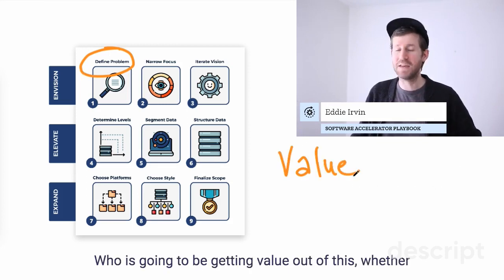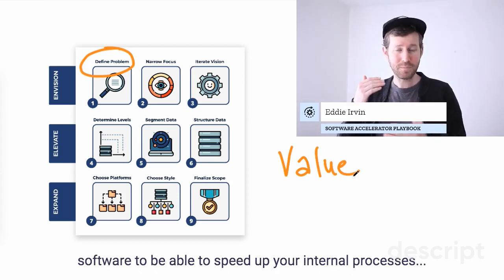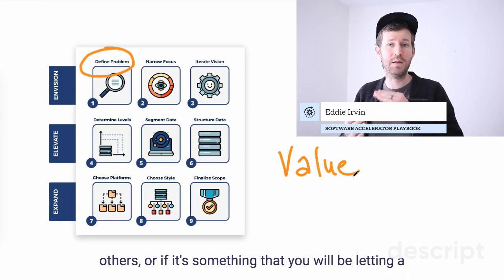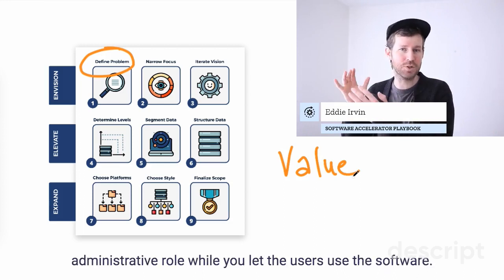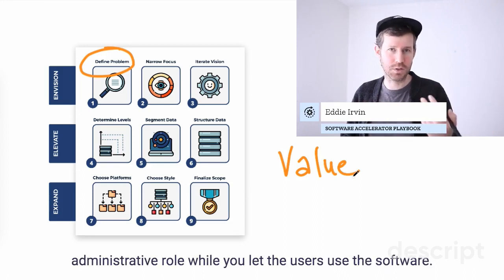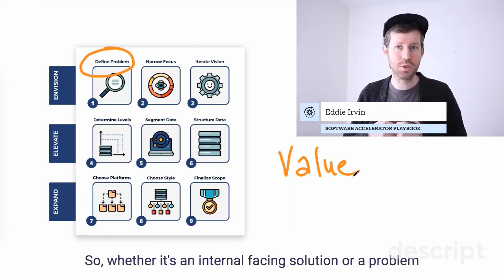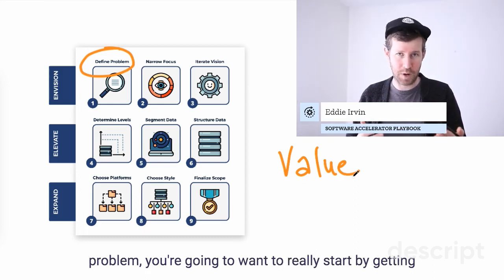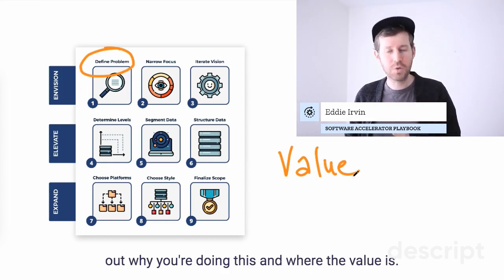Who is going to be getting value out of this, whether that's you as the business owner, if you're creating a software to be able to speed up your internal processes and it's not something that you'll be sharing with others, or if it's something that you will be letting a lot of other users have, and then you will be taking an administrative role while you let the users use the software. So whether it's an internal facing solution or a problem that you're trying to solve, or if it's an external facing problem, you're going to want to really start by getting out why you're doing this and where the value is.